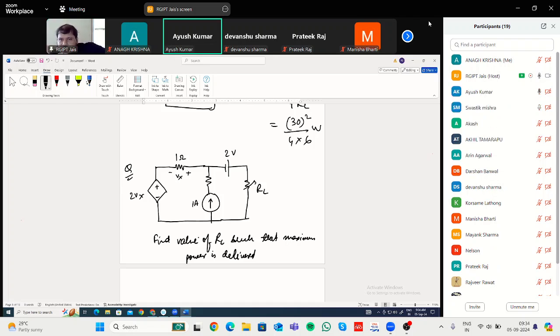Sir, can we use a 1 volt independent voltage source instead of using a 1 ampere current source? Then you have to find out the current. Okay, let me solve it in a different way, then your question will be solved. Okay, let us do that and see what happens.